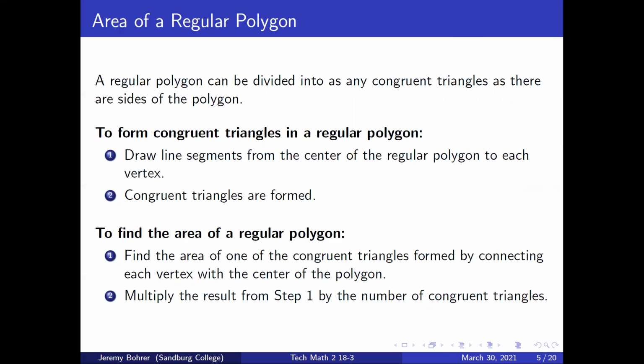To find the area of a regular polygon, find the area of one of the congruent triangles formed by connecting each vertex with the center of the polygon. Then multiply the result from step 1 by the number of congruent triangles.